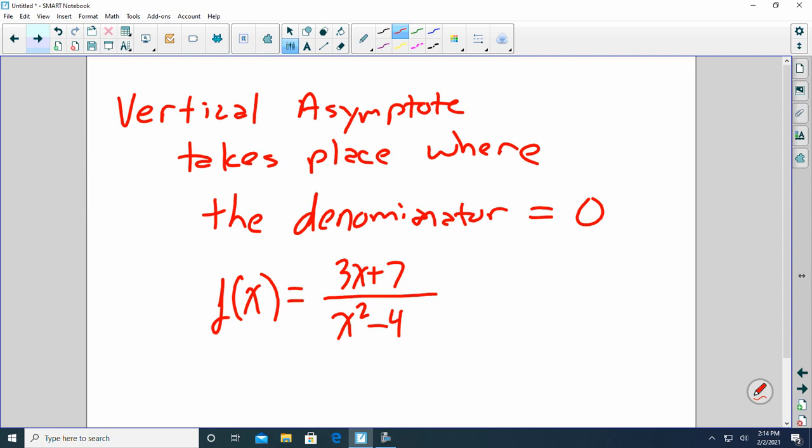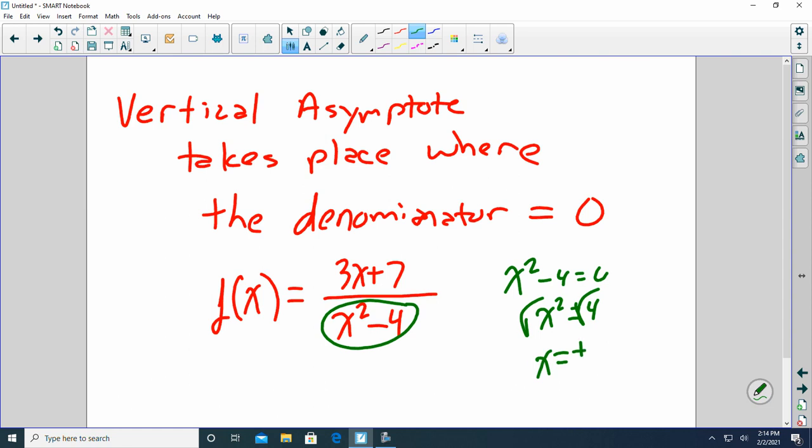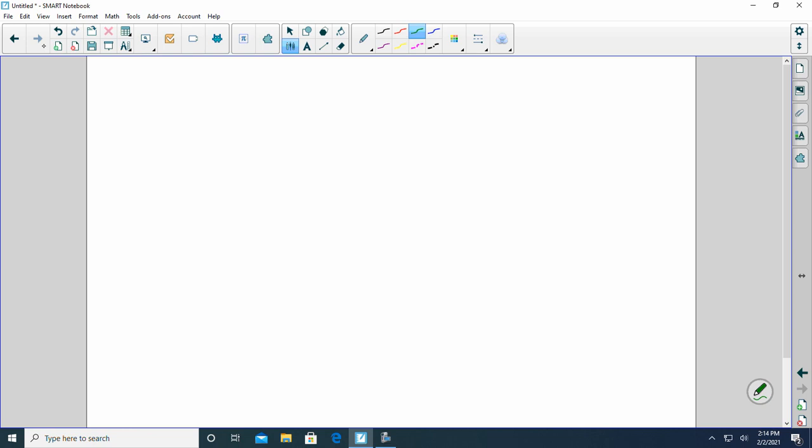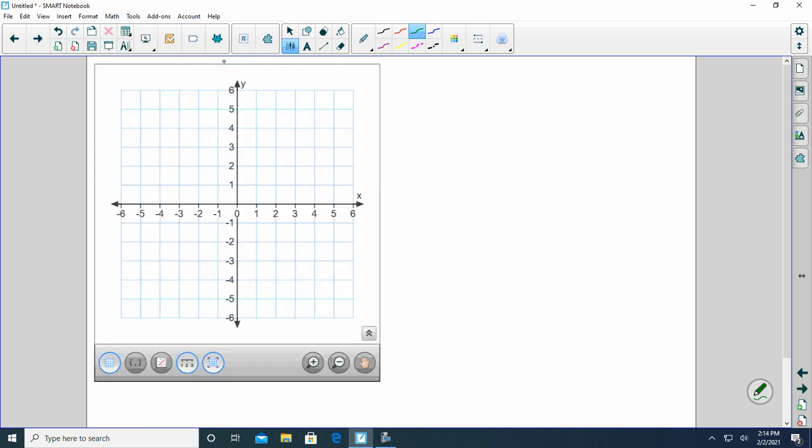I have a vertical asymptote, so I would take this and say, well, x squared minus 4 equals 0. Add 4 to both sides, or I could have factored it. If I take the square root, I have to remember there's a plus or minus 2. So these are my vertical asymptotes, plus or minus 2. If I were to graph it, I have a vertical asymptote here, and I have a vertical asymptote here.